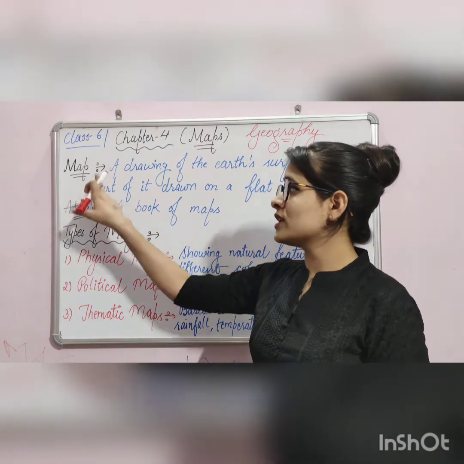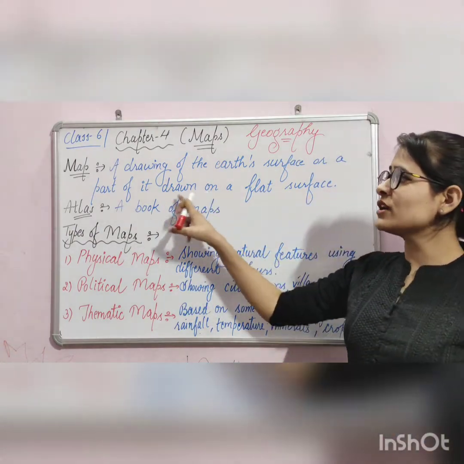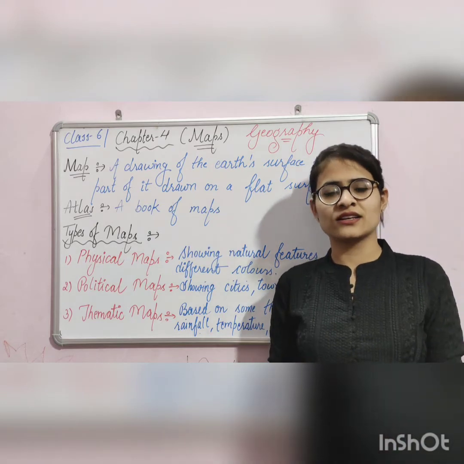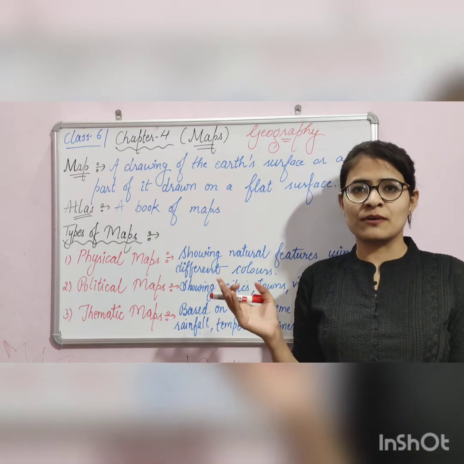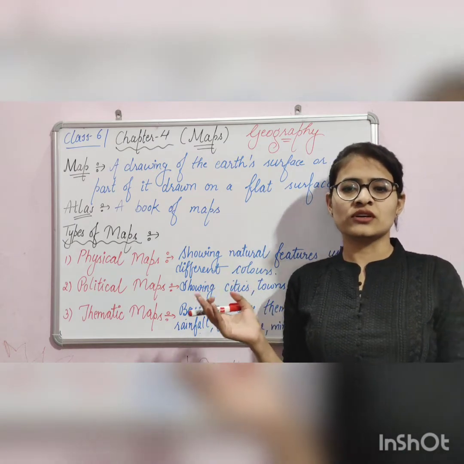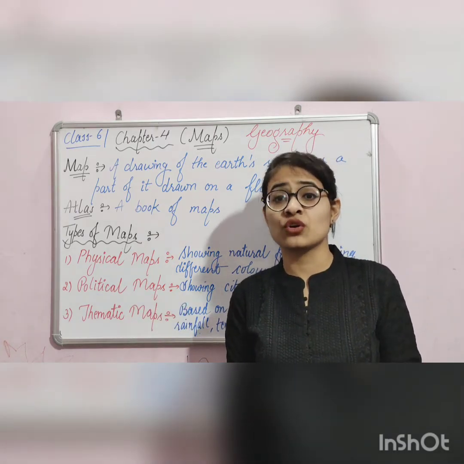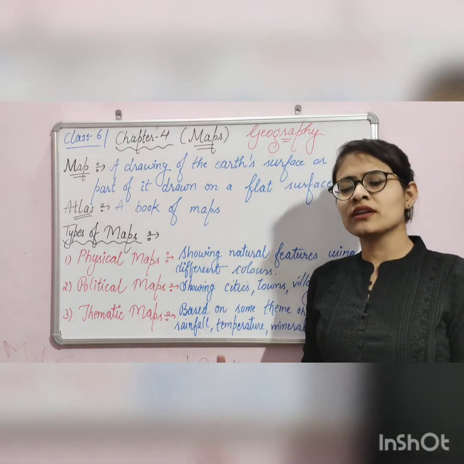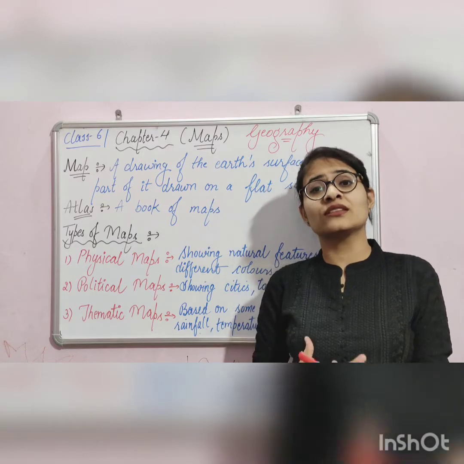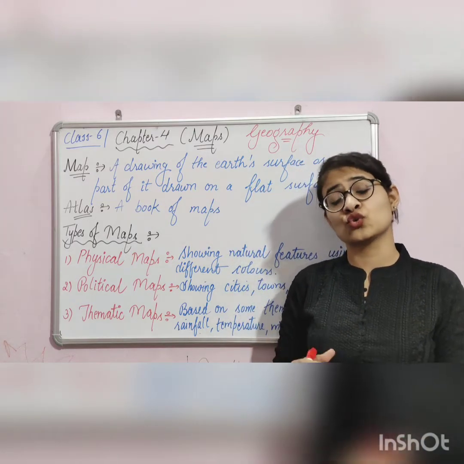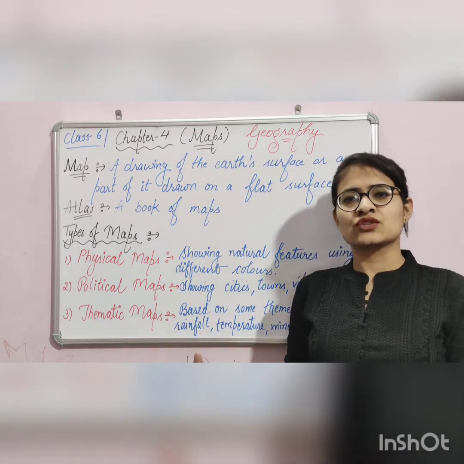So basically, what is a map? A map is a drawing of the earth's surface or a part of it, drawn on a flat surface. Here is a picture of a map. But we know that it is impossible to flatten the whole earth at a time and show it on a map. So that is called a map.